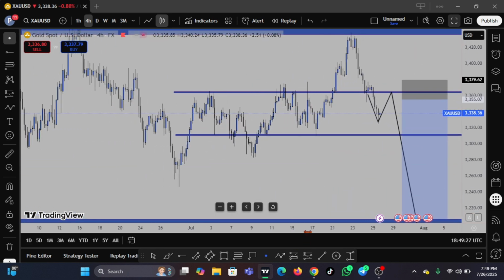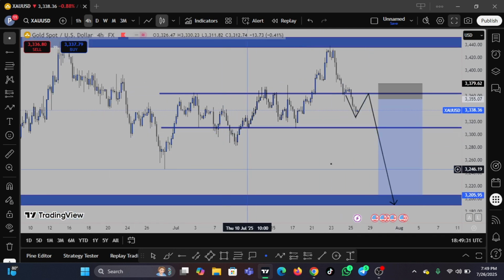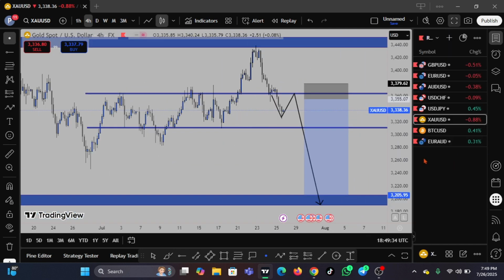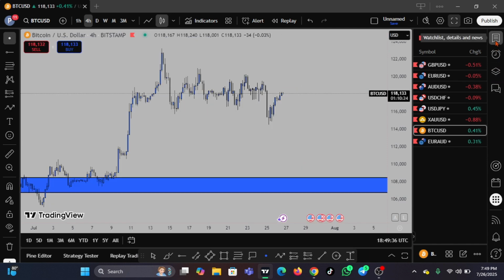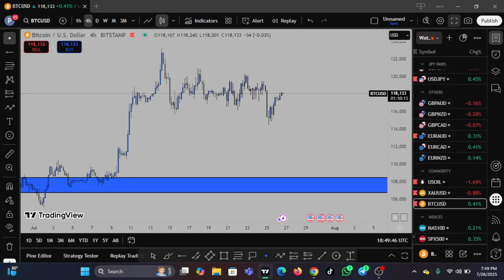Depending on how price reacts, we are going to see if we are going to change our bias or not. So let's move. We have Bitcoin. Sorry, I have something on my notes, which is US oil. I didn't have it here. US oil. Yeah, let me add it.